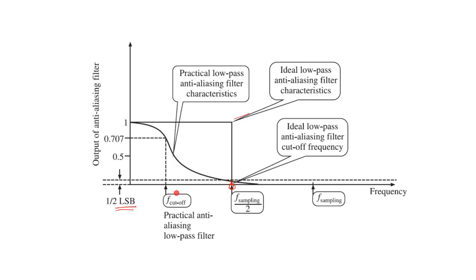Okay. So that should be the criteria. So this is how it works, and this is the cutoff frequency, that is f sampling by 2. Already I discussed that f sampling by 2 is your cutoff frequency for an ideal low pass filter, and your cutoff frequency for the practical low pass filter will be somewhere here, in order to avoid aliasing and to attenuate the signal in such a way that above f sampling by 2 frequency, the magnitude should be less than half of LSB, right? Okay. So this is how it works.